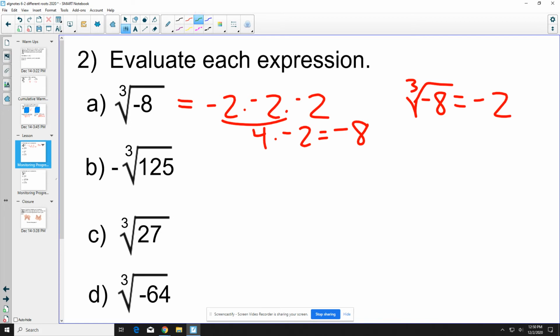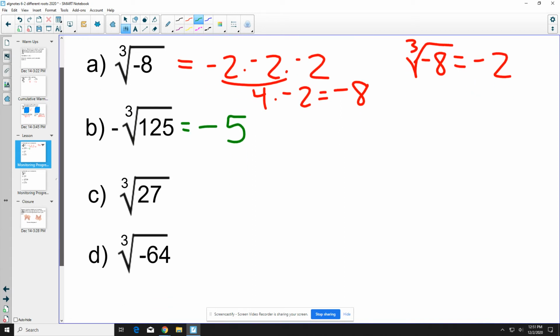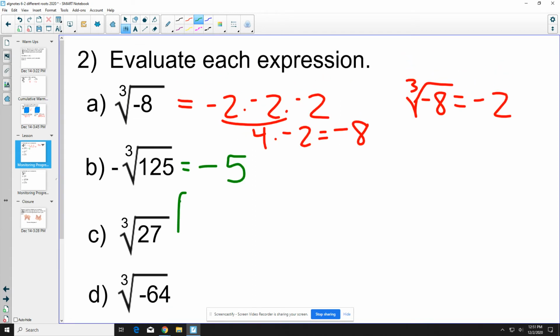All right, part B. The negative cube root of 125 means my answer is going to be negative. And 5 times 5 times 5 gives me 125, so it's negative 5. Part C, the cube root of 27 would be 3. And part D, the cube root of negative 64 would be a negative 4, because negative 4 times negative 4 is positive 16. Positive 16 times negative 4 would give you a negative 64.